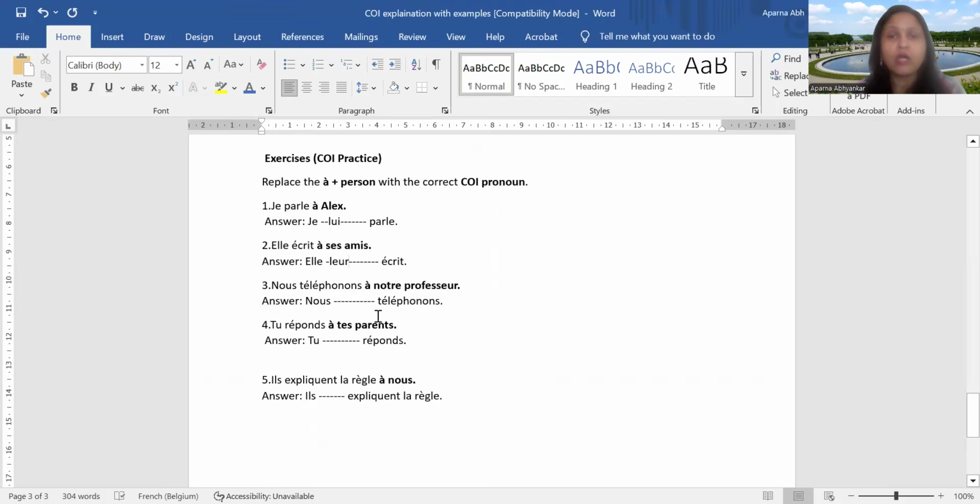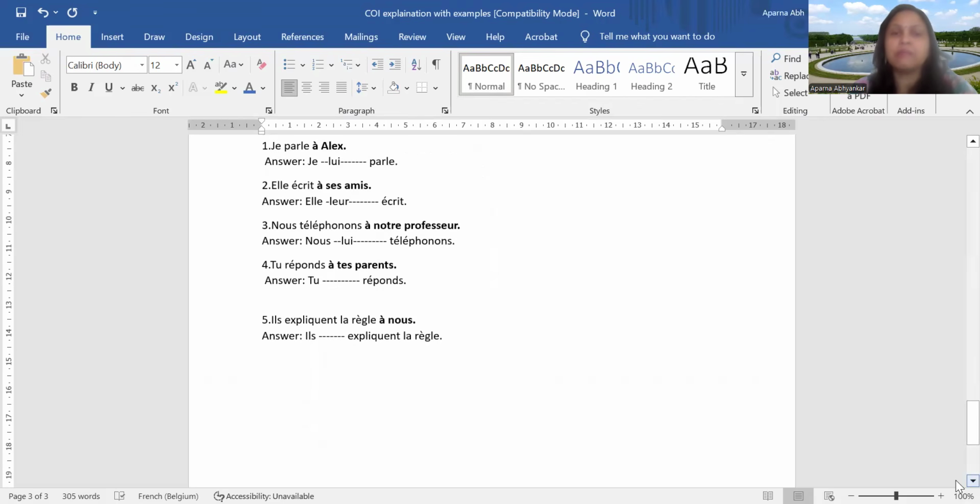Nous téléphonons à notre professeur. Nous téléphonons à qui? À notre professeur, right? So it is COI, à plus person. Notre professeur is third person singular. So we write it with lui. Nous lui téléphonons. Ensuite, we have tu réponds à tes parents.